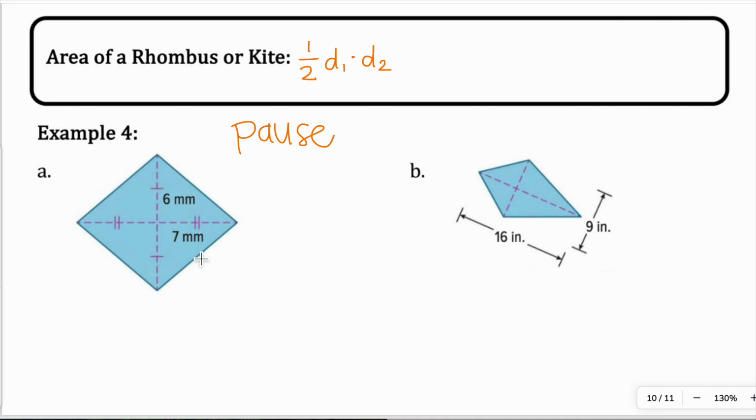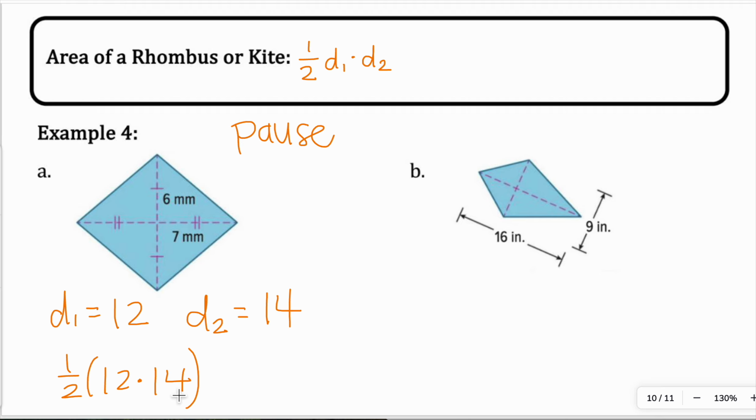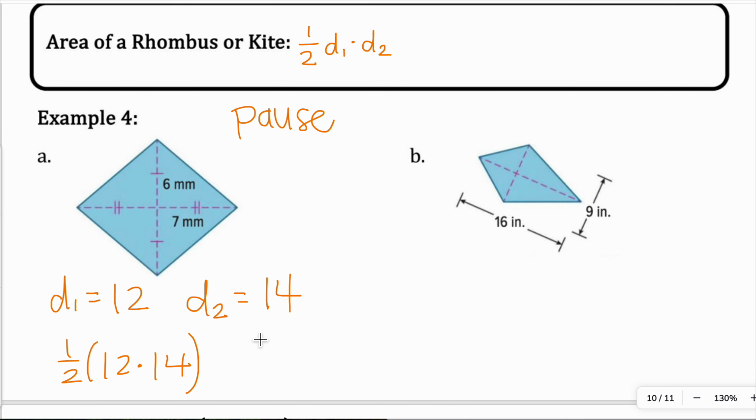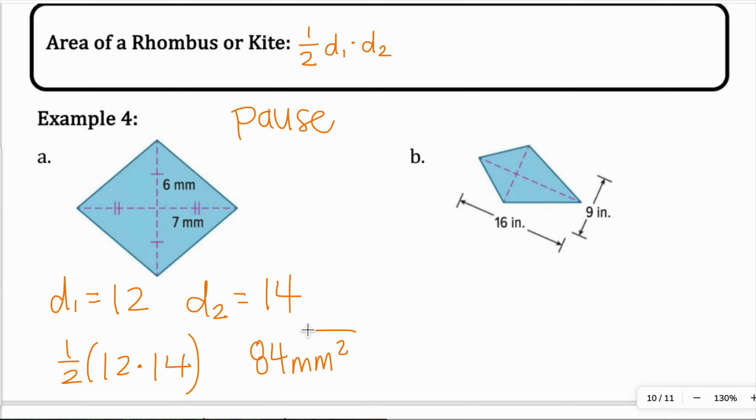All right, for letter A in example 4, right now you don't know the entire diagonals. So diagonal 1 is actually 6 plus 6, which is 12, and diagonal 2 is 7 plus 7, which would be 14. So we're going to do 1/2 of 12 times 14. 12 times 14 is 168. Dividing that by 2, we're going to get 84. So 84 millimeters squared.